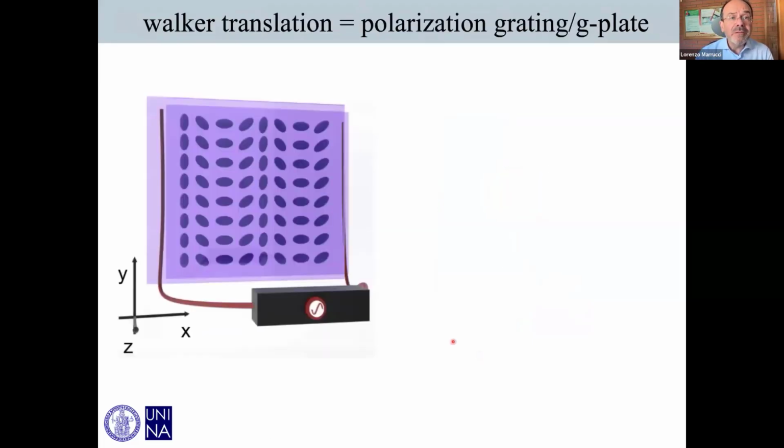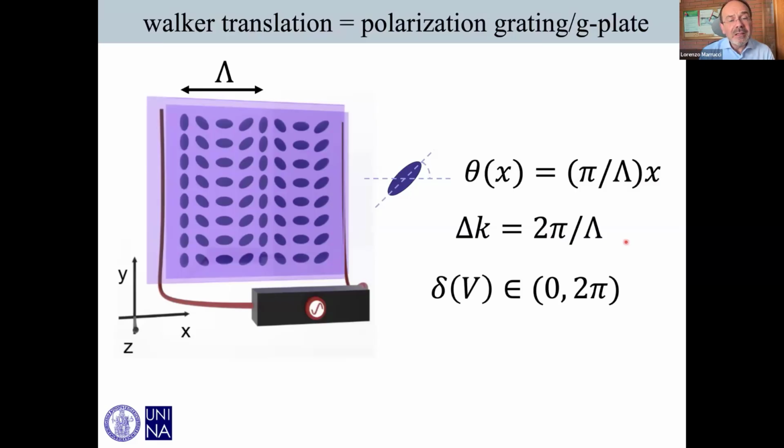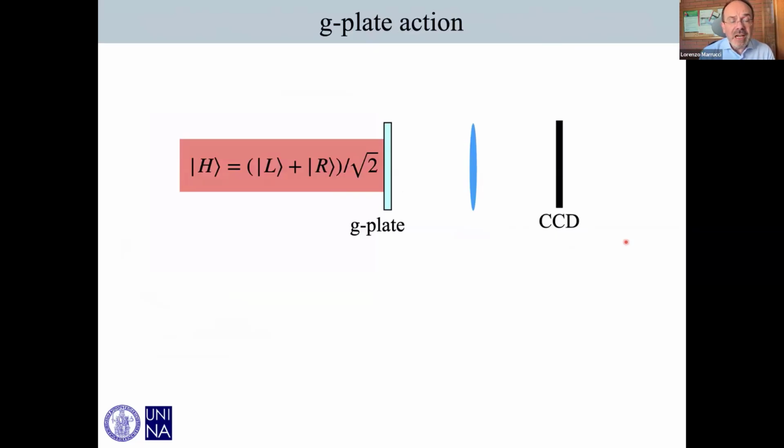Now, in particular, the simplest approach to obtaining the quantum walk that I described is to use simple polarization gratings. We also call them G plates. Well, G stands for grating. They have a structure like this. There is a molecular director orientation that rotates periodically along a direction, for example, along X, with a period lambda. And the optic axis is described by this simple expression. Delta k is again 2 pi over lambda, and you can also control again the phase retardation. What is the action of this kind of device?